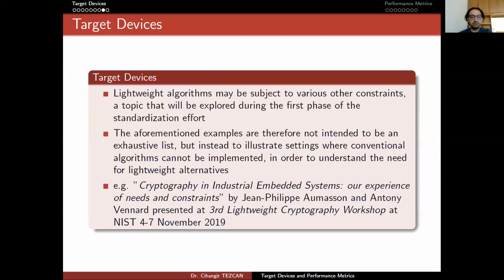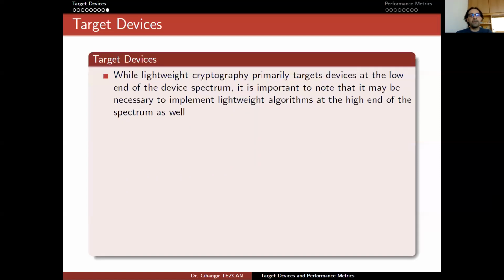For instance, in last year's workshop, the talk titled Cryptography in Industrial Embedded Systems, Our Experience of Needs and Constraints, is a good example of the idea behind the workshop and the comments that NIST can get from industry and academia.